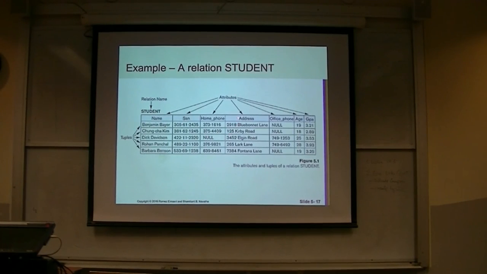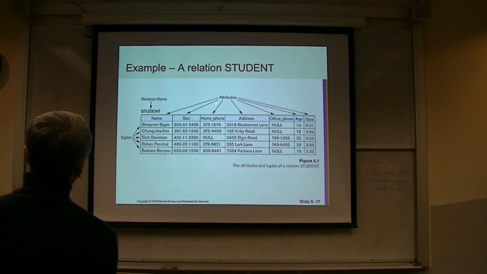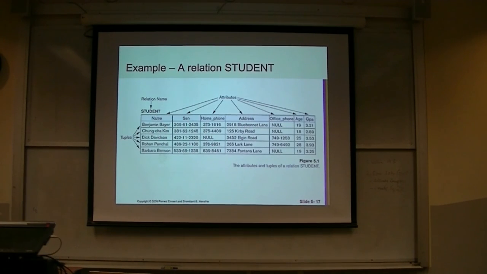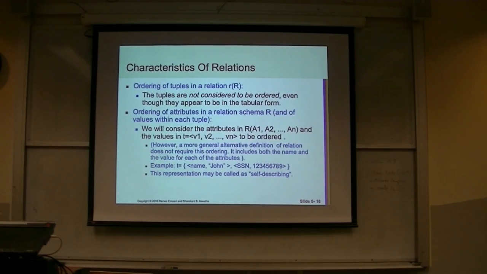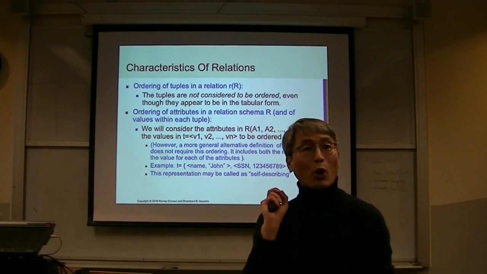Find the student relation. It takes a name, followed by social security number, followed by home phone. But in a database, we can ignore the order. There's no specific meaning. Even though the address comes in advance of the social security number, it doesn't change the meaning of a student. So even though the relation itself is an ordered set, we ignore such an order.